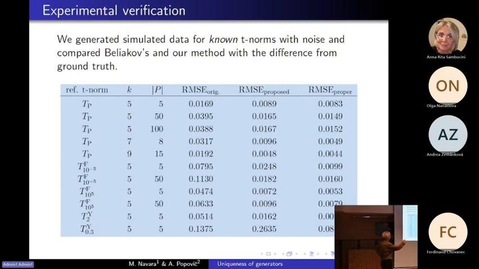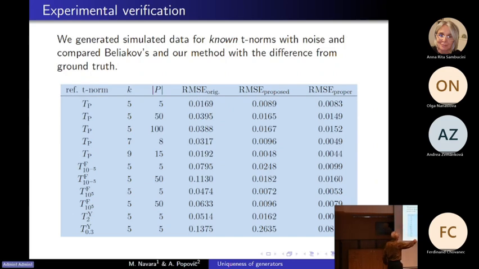Now, what is obtained? Experimental verification of that. So you see, in order to know how good it was, we used artificial examples where we have taken different known t-norms, so that we knew the desired solution. We generated data, added some noise, and we used the Belyakov's algorithm, original, our proposed algorithm, and the ground truth, because we knew what should have been the solution.